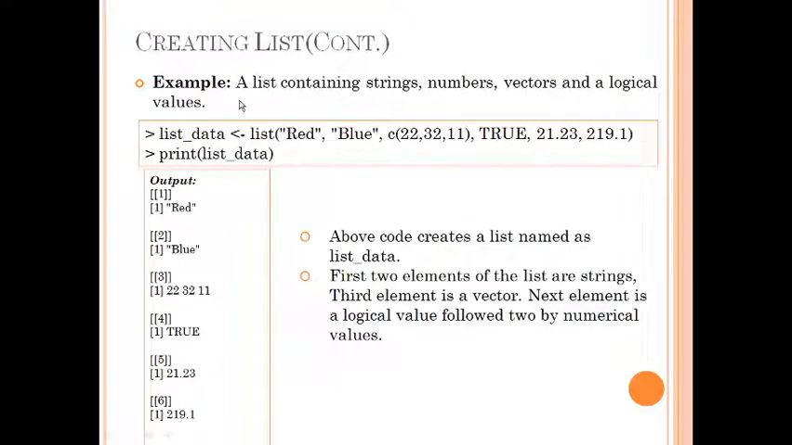So now this is an example of a list. We are creating here a list known as list underscore data using a list function. And as you can see here, the elements of the list are red, blue, both are string values. Then the third element is a vector. The fourth element is a Boolean value. The fifth and sixth elements are some numerical data. And you can see here the output, how the list will look like.